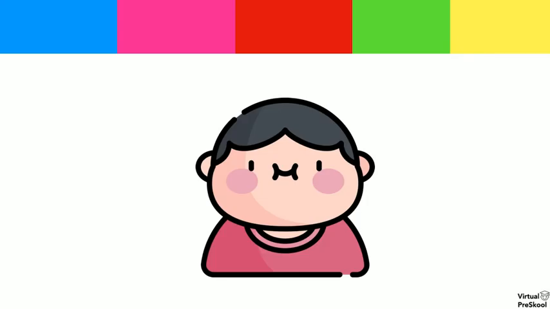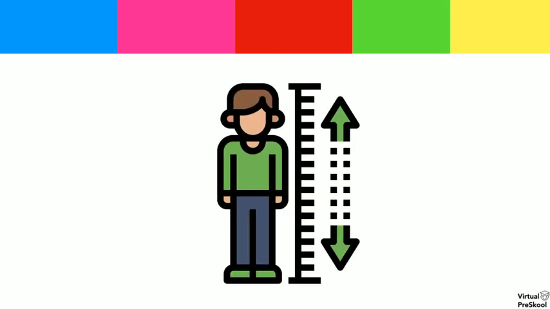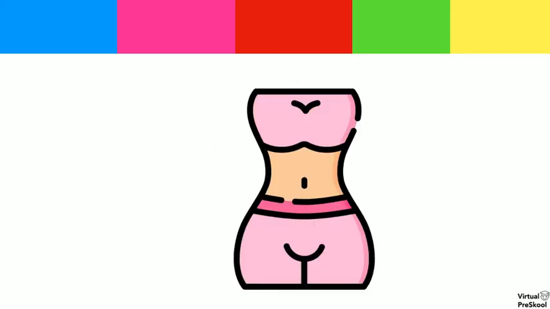Now what about this little boy? He looks kind of chubby. So is he bada, chota, lamba, mota, or patla? He is mota, fat. Okay, what about this man? Is he bada, chota, lamba, mota, or patla? Well, he looks like he's tall. So what is the word for tall? Lamba.